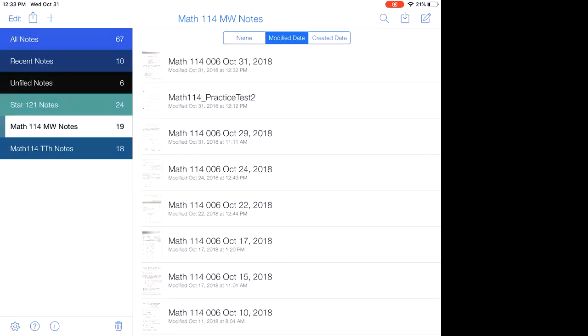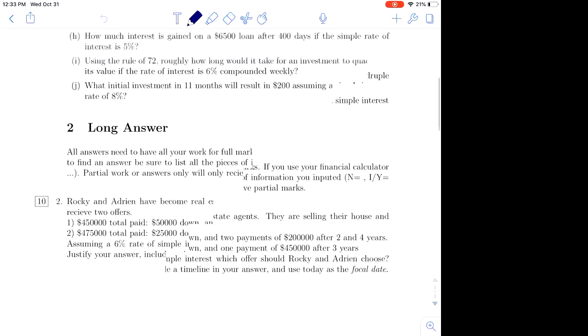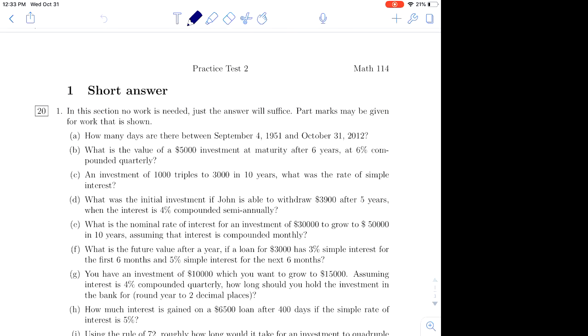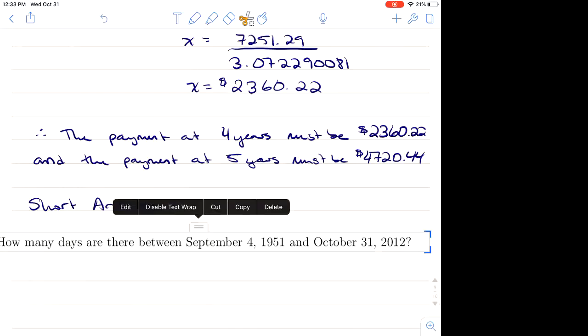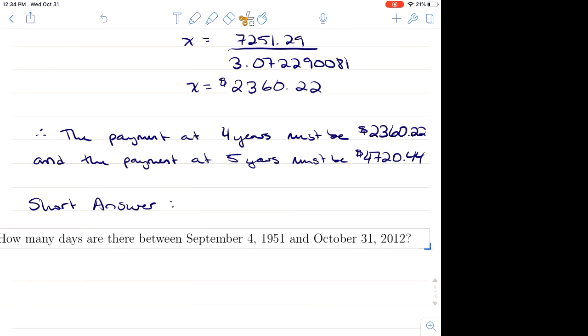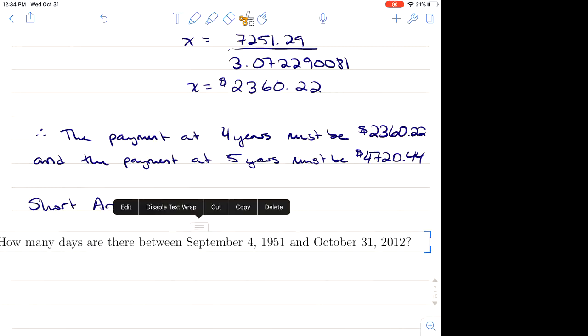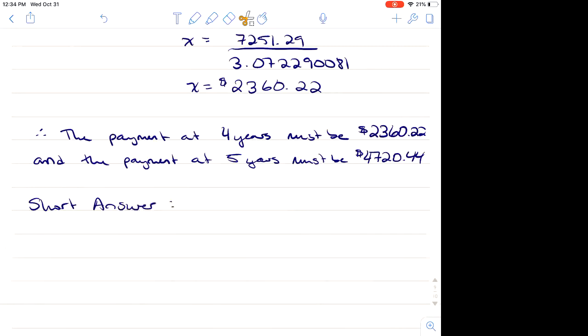The short answer problems. For short answer problems, you don't have to show any work if you don't want to. You can get part marks if it ends up being wrong. So that's the only reason that I would say show your work. But if you're confident in your answer, then you don't have to show any work.